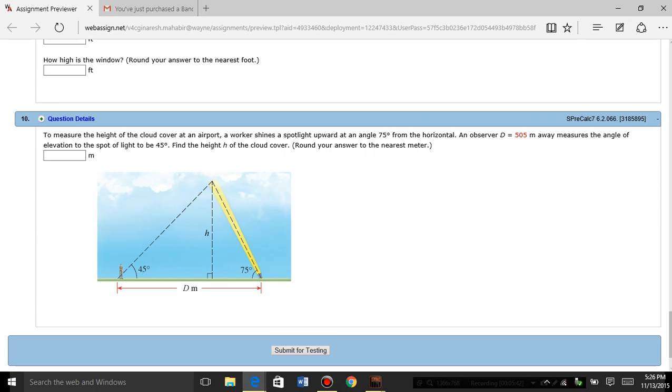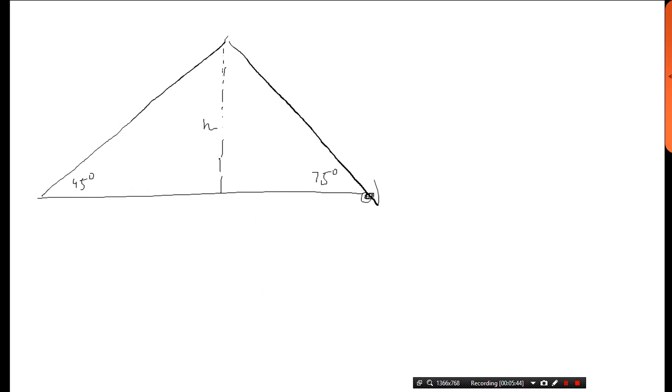And we have this whole thing is 505. Well, the problem is this. This whole triangle is not a right triangle, but these pieces of the triangle are good. So what do we need to do? Well, we need to do some magic, ladies and gentlemen.